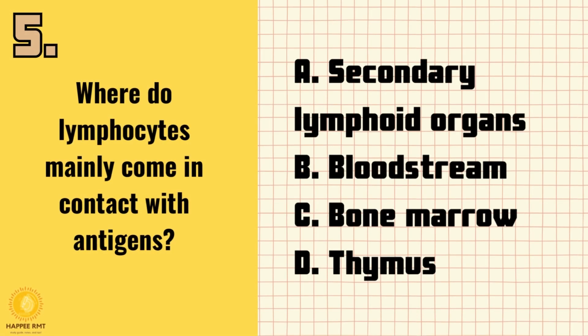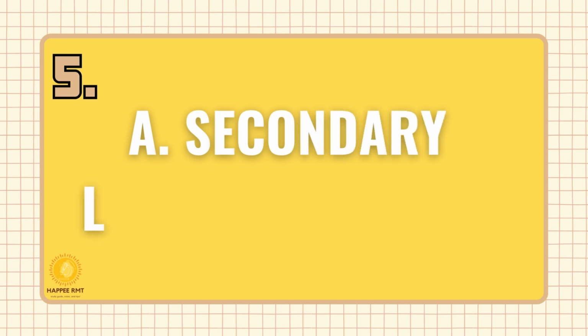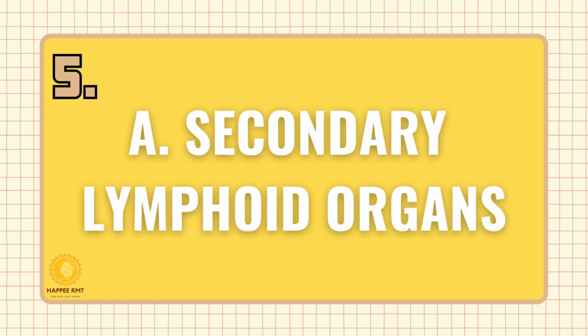Number 5. Where do lymphocytes mainly come in contact with antigens? A. Secondary lymphoid organs, B. Bloodstream, C. Bone marrow, or D. Thymus. Answer is A. Secondary lymphoid organs.